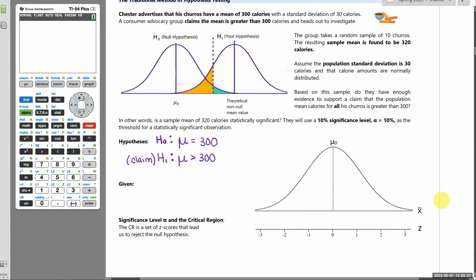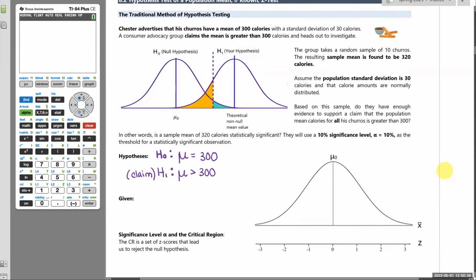Okay, so in hypothesis testing, we always start with assuming that the null is true. So when we start our test, we assume this is true at the start. And then the advocacy group is going to go out and get some data to determine if there's strong evidence against this hypothesis, which would mean they'd be supporting the claim that they're making. So we're looking for evidence against the null.